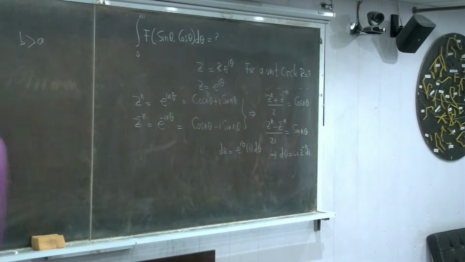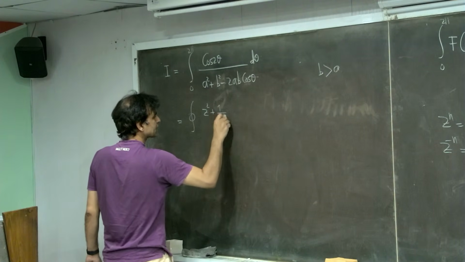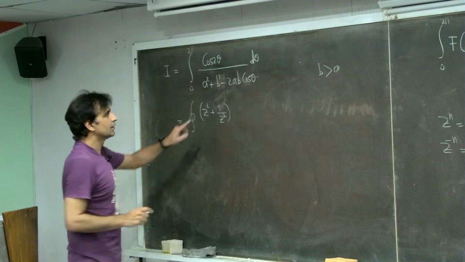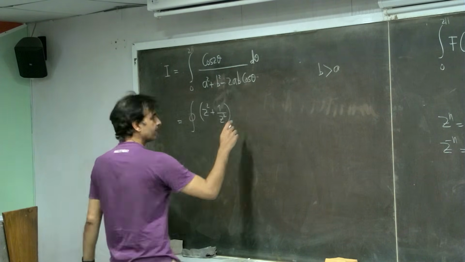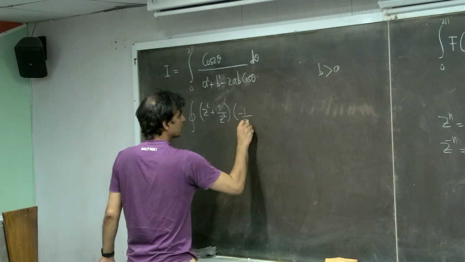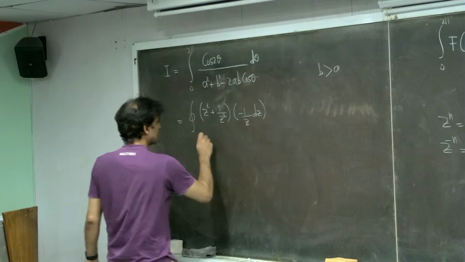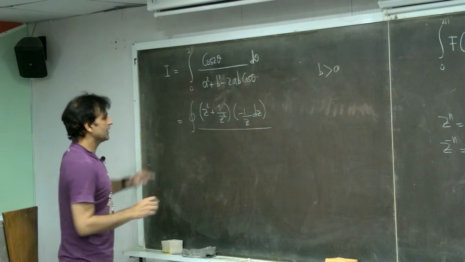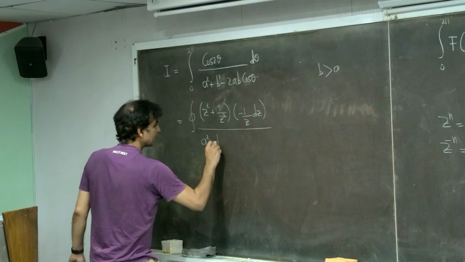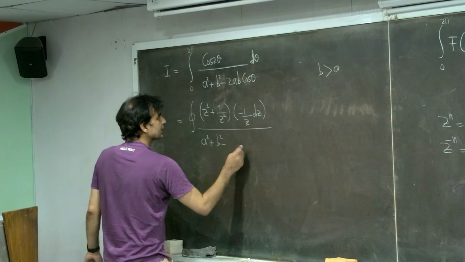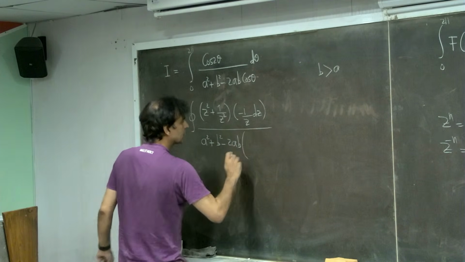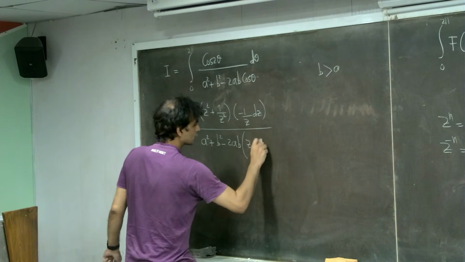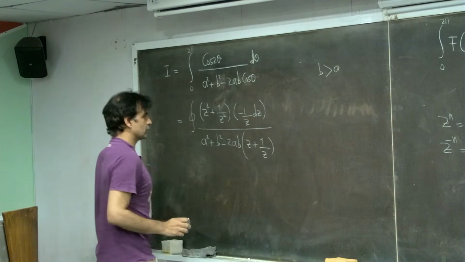So this integral becomes an integral over a closed contour, and then you can write cosine 2 theta as z squared plus 1 over z squared, right? You can write d theta as minus iota over z dz, and in the denominator you have a squared plus b squared plus 2ab, and instead of cosine theta you can write z plus 1 over z.